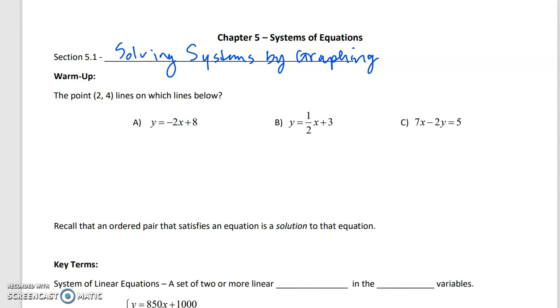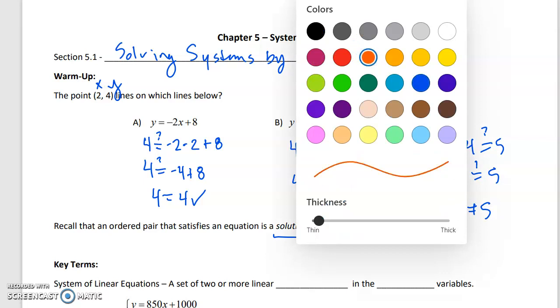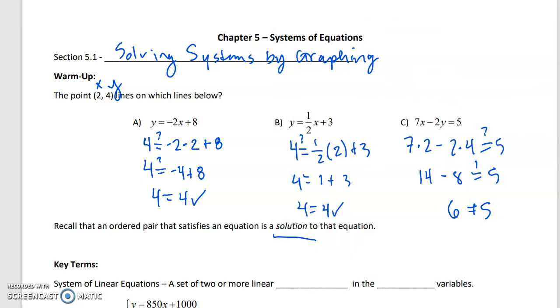Again, to figure out which lines contain this point, or are a solution to the equation, we substitute our x value in for x and our y value in for y. I'm going to pause the video, do that, and then just show this to you so you don't have to watch me do this whole thing. So what I would suggest you do is do these on your own and then start the video again once you get your answers. As you can see, for each equation, I substituted 2 in for x and 4 in for y. And then I just went ahead and evaluated each side of the equation.